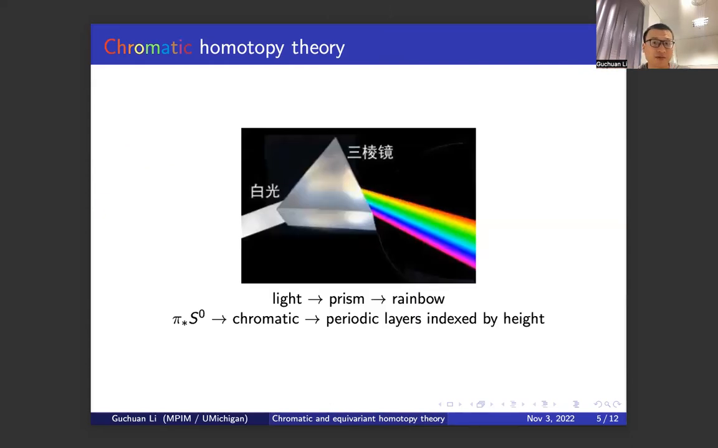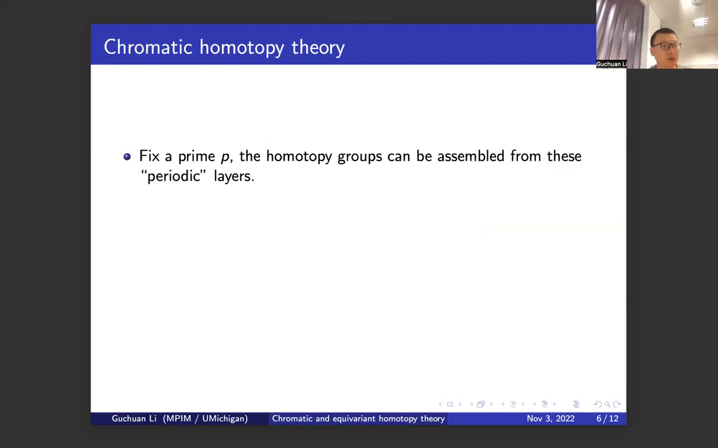As the name suggests, it's very colorful. The name is borrowed from physics. Just like light goes through a prism and decomposes as a rainbow, stable homotopy theory through the chromatic machine will decompose into periodic layers indexed by height. So through the lens of chromatic homotopy theory, you see orderly behavior from the chaos.